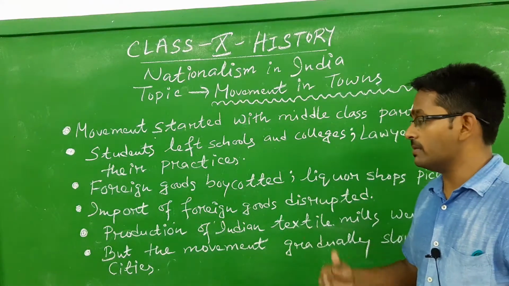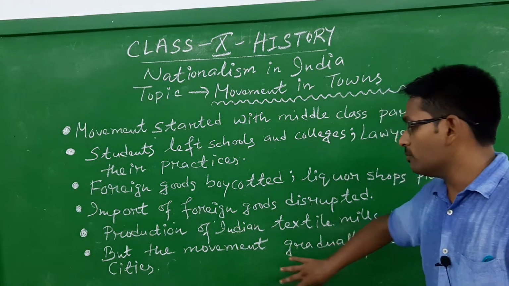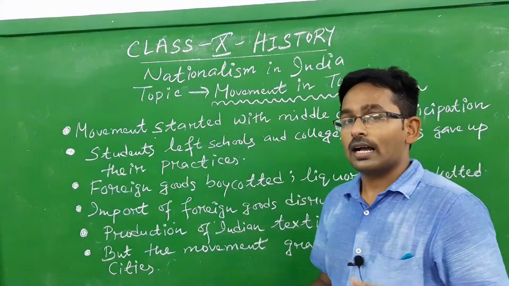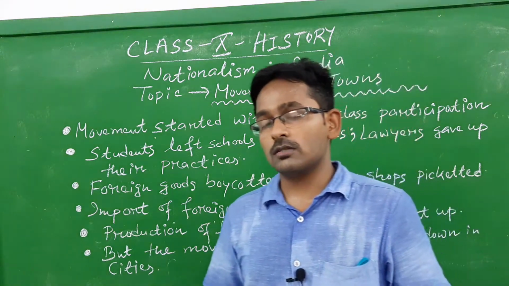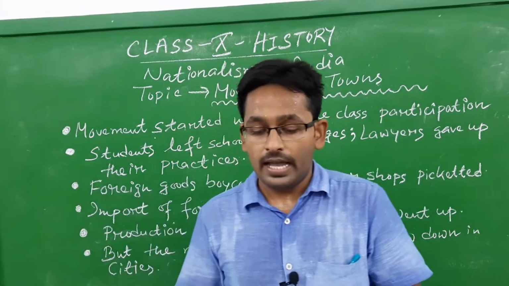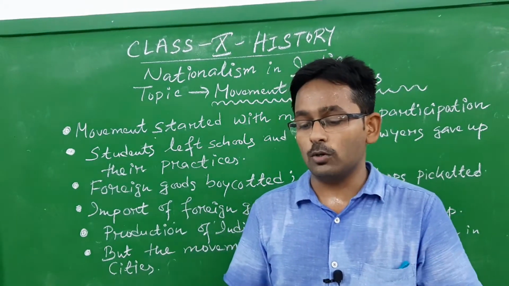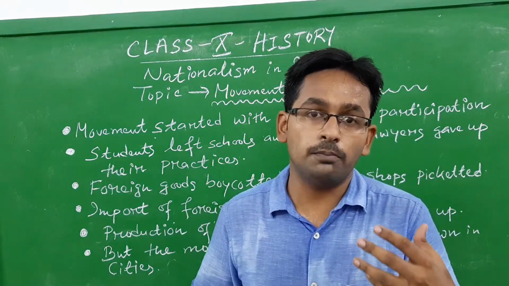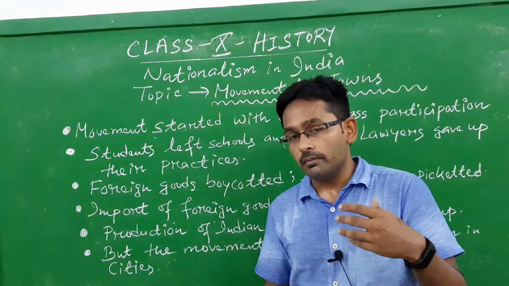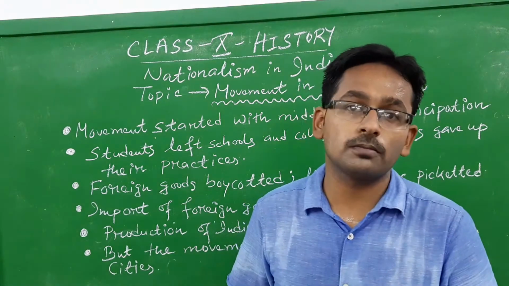But the problem is, non-cooperation movement gradually slowed down in cities because khadi cloth was more expensive than the British clothes and the mass produced mill cloth, and the poor people of India could not afford the mill clothes and the Indian clothes.